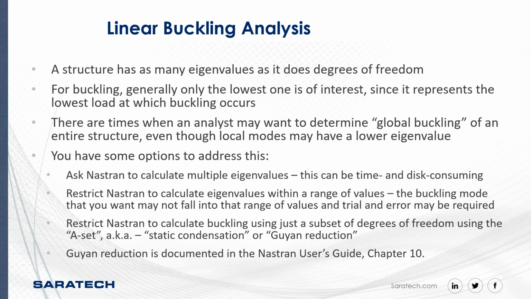You could also restrict Nastran to calculate eigenvalues that are within a range of values, but you need to know in advance where your eigenvalue might end up in that range, and that could take some trial and error to figure out. And probably the easiest way to do it, in my opinion, would be this Gaussian reduction. That is to tell Nastran to only solve a specific subset of degrees of freedom using the ASET. This is also known as static condensation. You can find out more about the Gaussian reduction in your Nastran user guide, chapter 10.